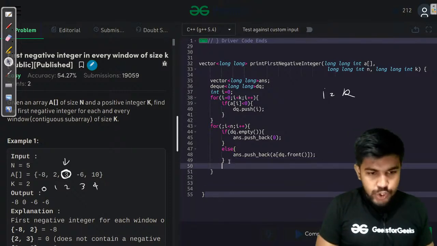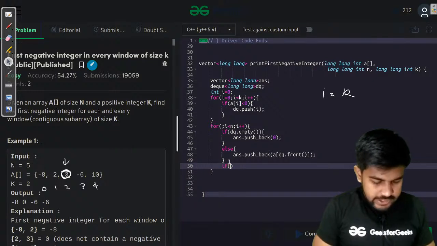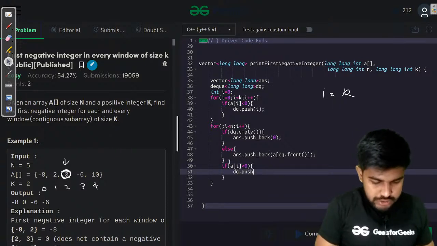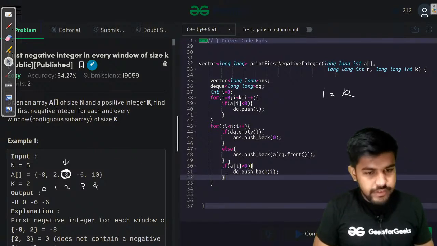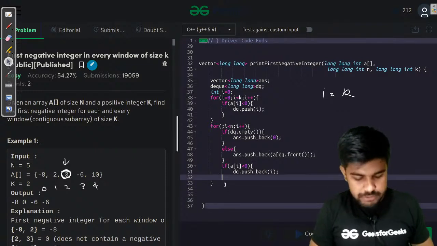Okay. So what we can do is, if a[i] is less than 0, we would include it. dq.push_back(i) itself. Fair enough. Now I have successfully pushed it back.